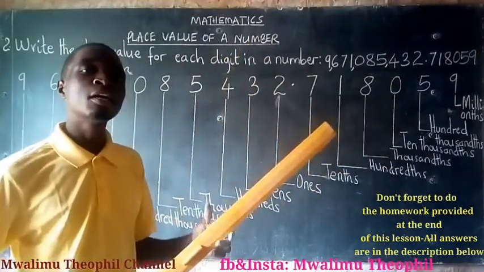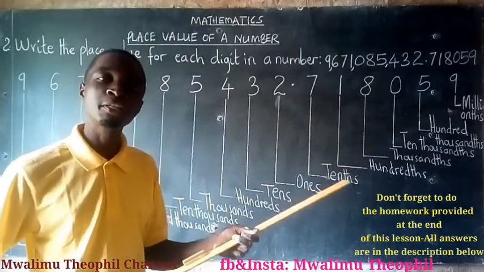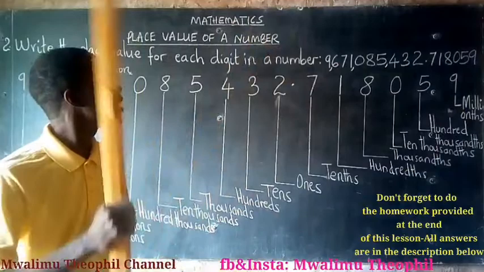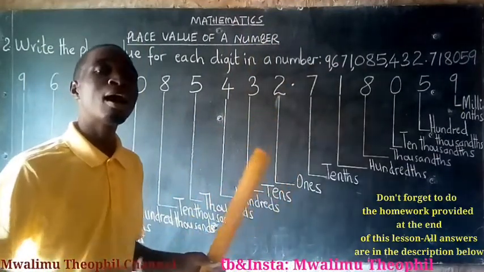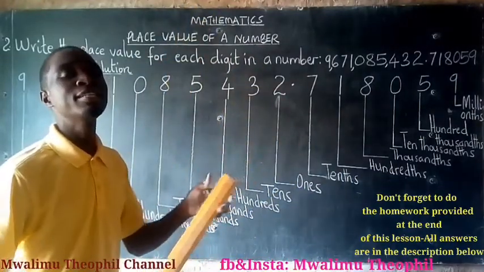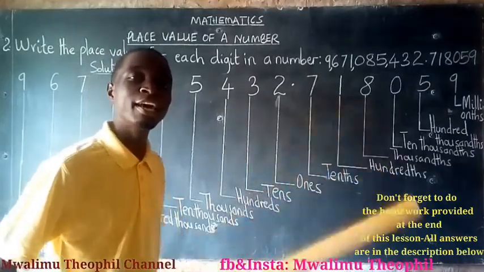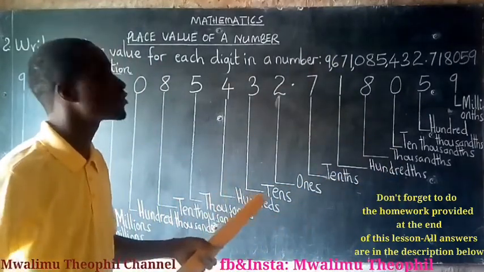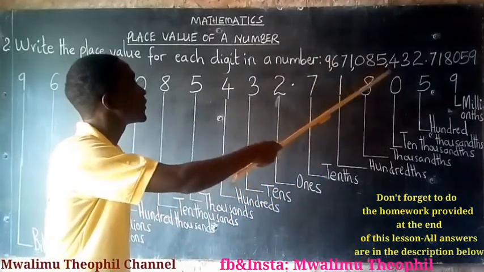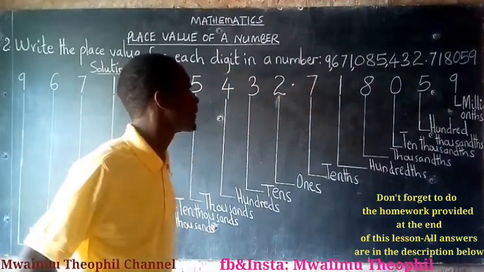I have told you that the place value for any digit appearing before a decimal point is written the same way as I have done in the first example for the whole number. And a place value for any digit appearing after a decimal point is written by adding THS at the end of the particular value, irrespective of the first part, which contains the digits before the decimal point.